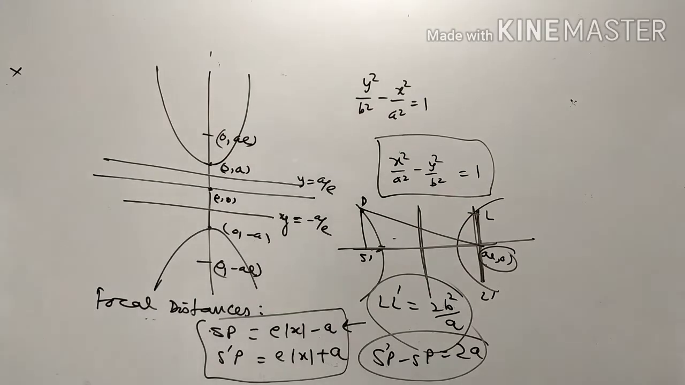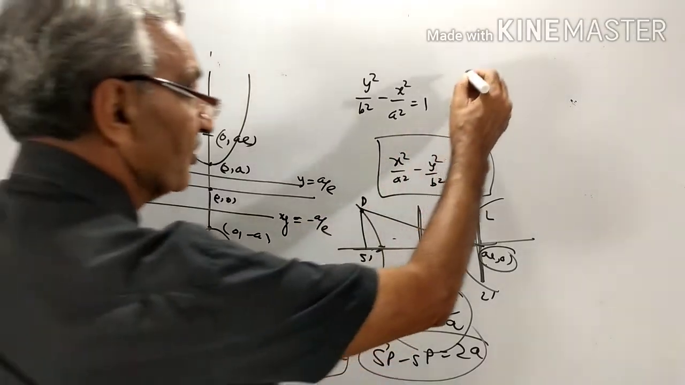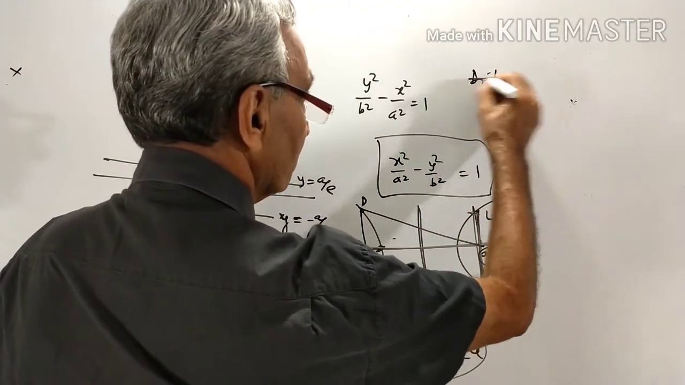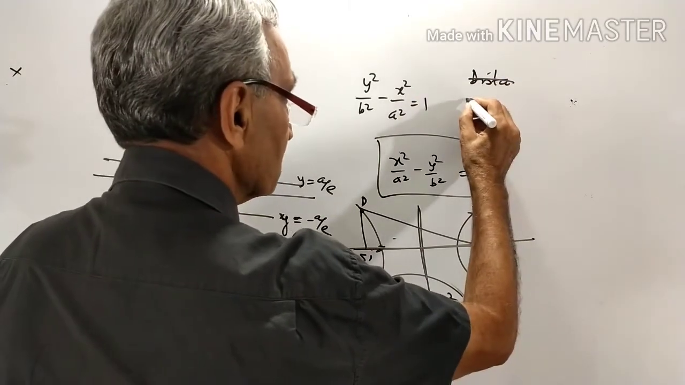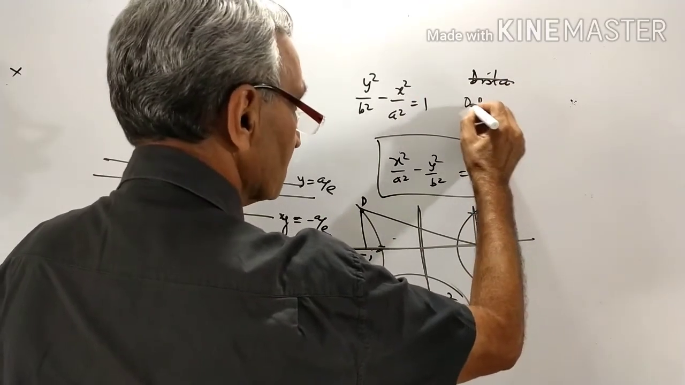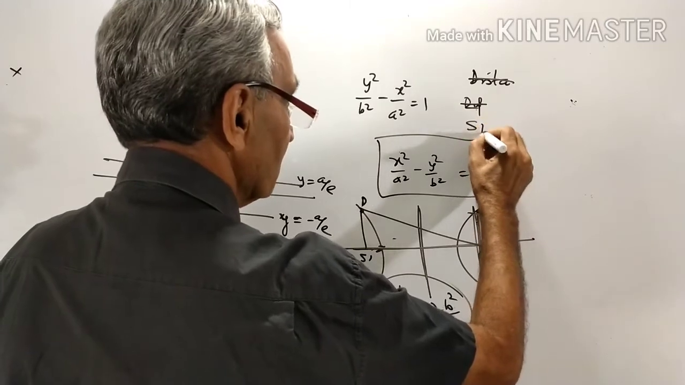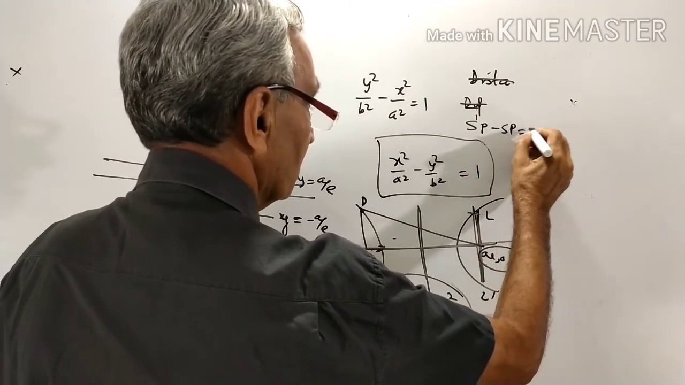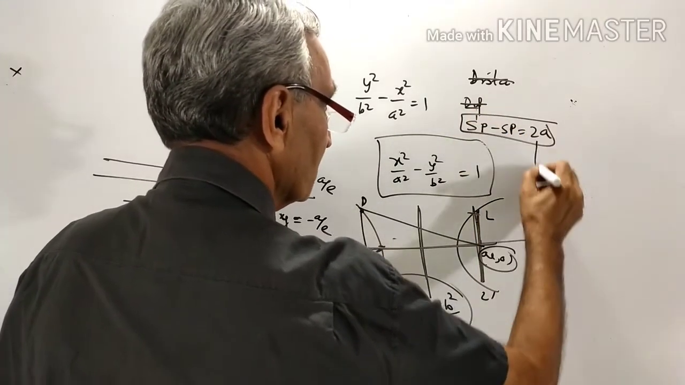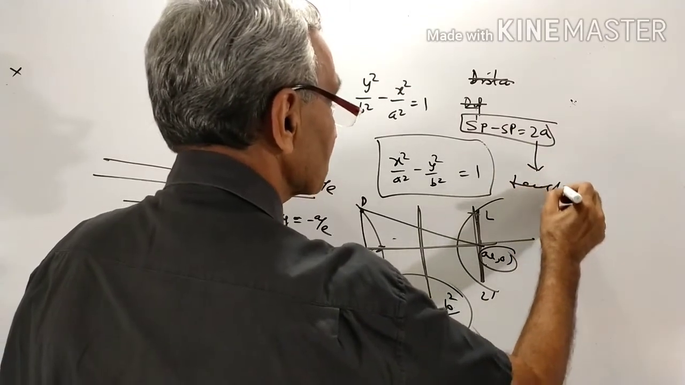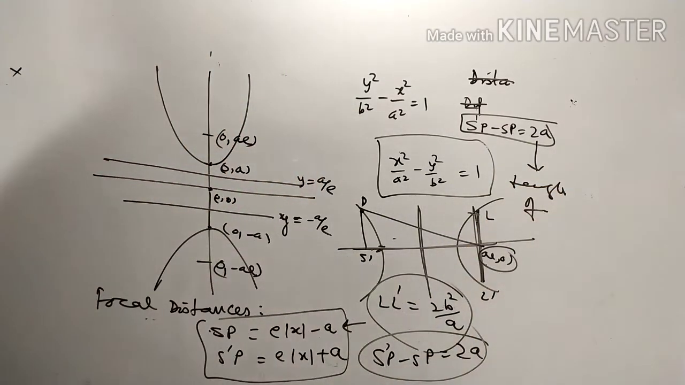Similar to the ellipse, where the sum of the two distances equals 2a, here the difference of the distances of the moving point from the two foci, S'P minus SP, is equal to 2a, which is the length of the transverse axis. We have got it. So this is all about the fundamentals.